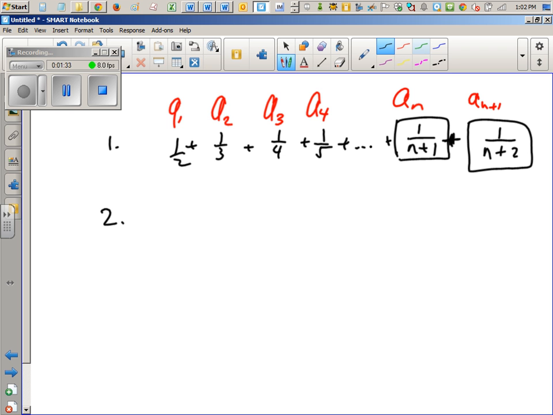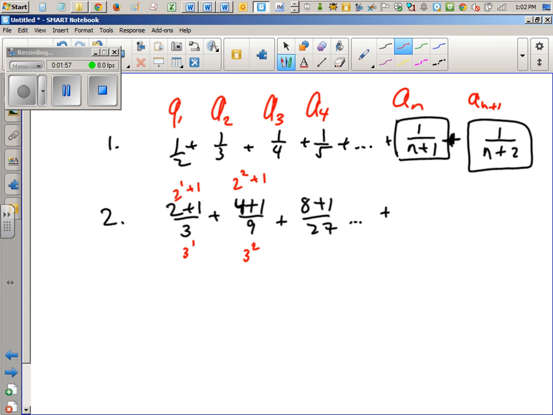Okay. Next one is 2 plus 1 over 3, 4 plus 1 over 9, 8 plus 1 over 27, etc. So some people get really good at this kind of stuff, and they realize that this is like 2 to the first plus 1 over 3 to the first. And this is 2 to the second plus 1 over 3 to the second. And this is 2 to the third plus 1 over 3 to the third. So those students usually get them right away, and they're like, oh, okay, it's just 2 to the n, add 1 over 3 to the n. So some people can do that.